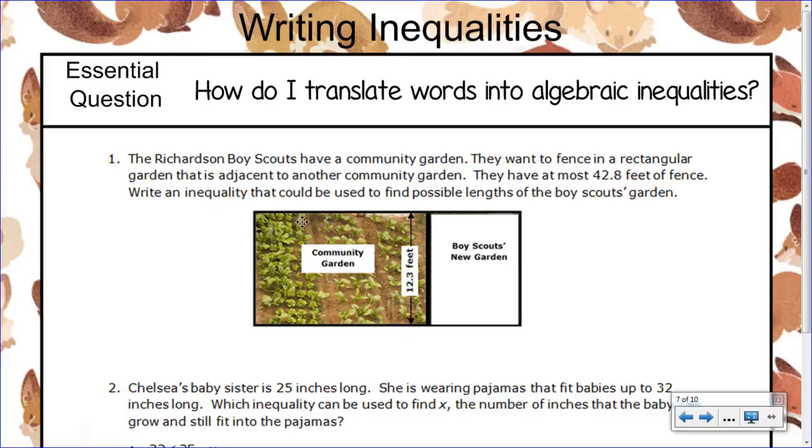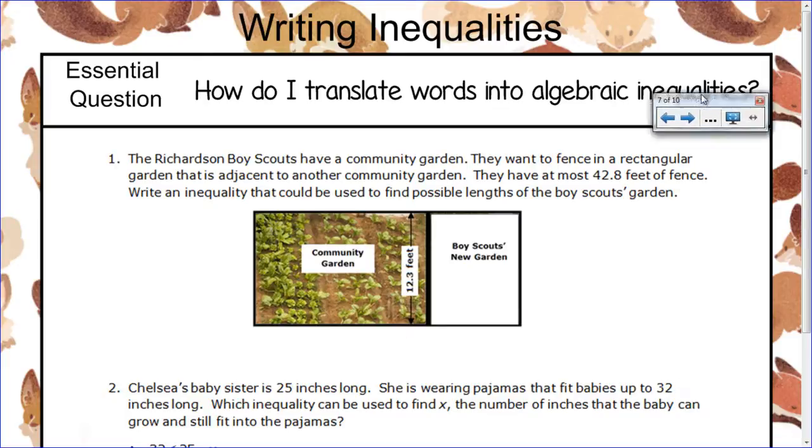So if we look at this very first question, the Richardson Boy Scouts have a community garden. They want to fence in a rectangular garden that is adjacent to another community garden. They have at most 42.8 feet of fence. We're going to write an inequality that could be used to find possible lengths of the Boy Scouts garden.